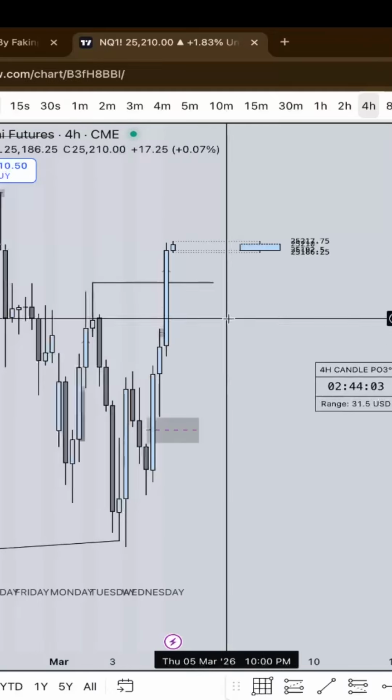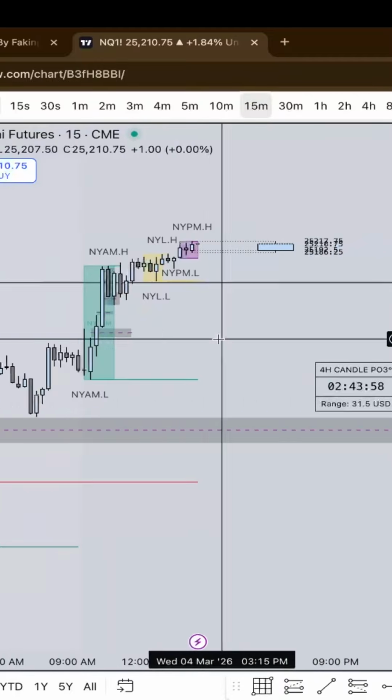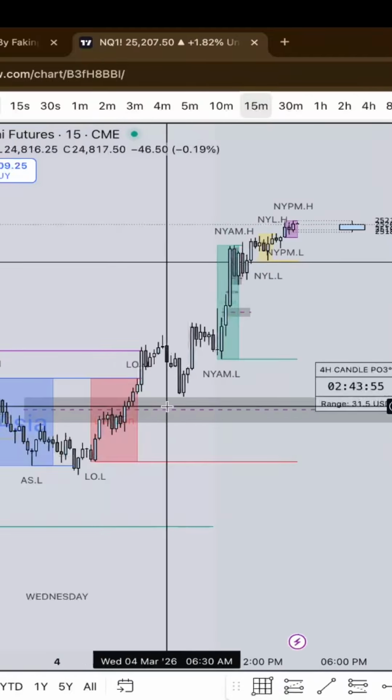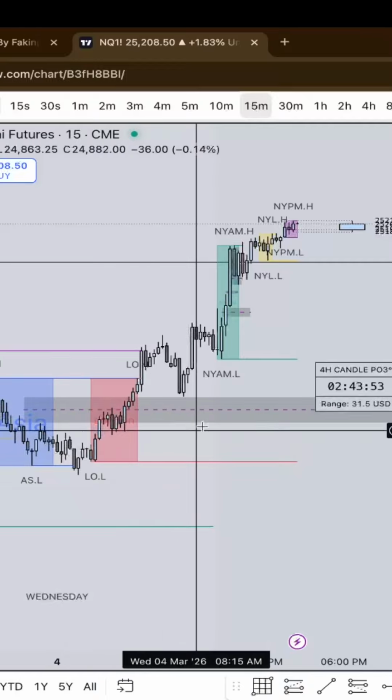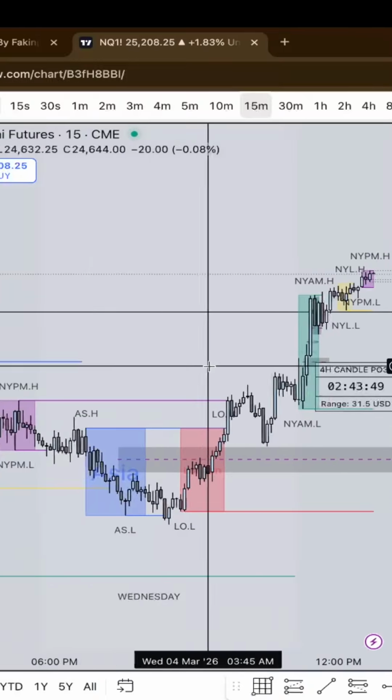So that's how I got my bias. I set these conditions. I wanted to see price open and respect these, and we do hold this sponsored 1 hour gap, and we continue bullish.